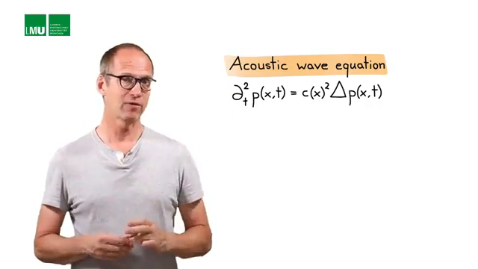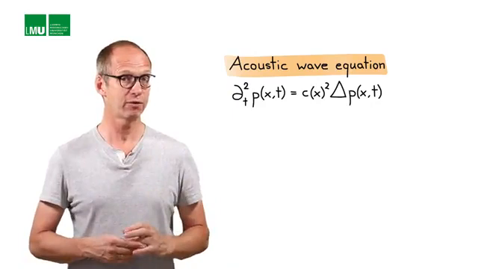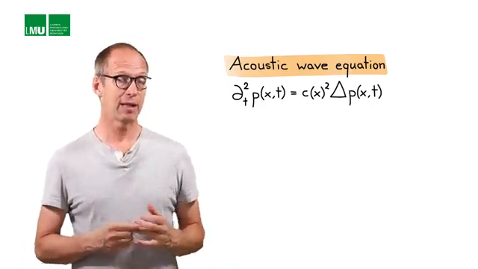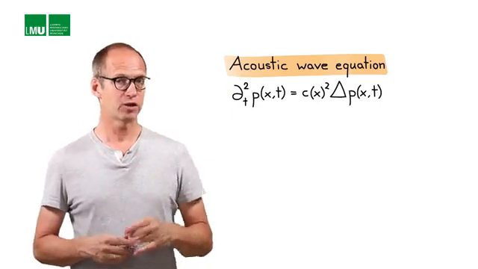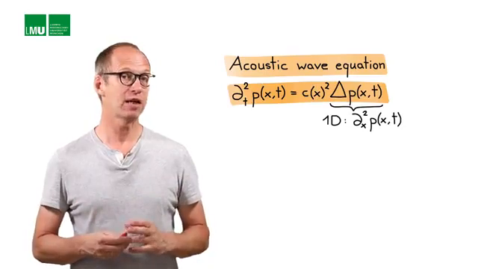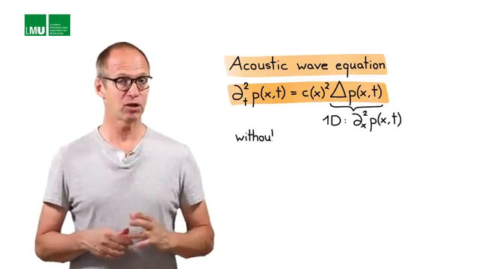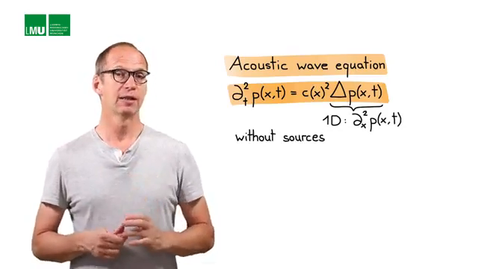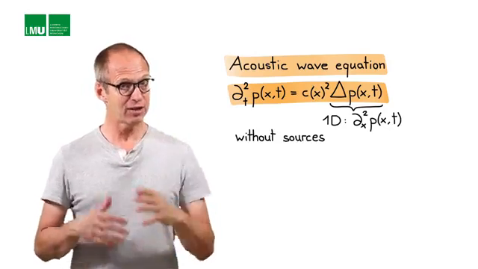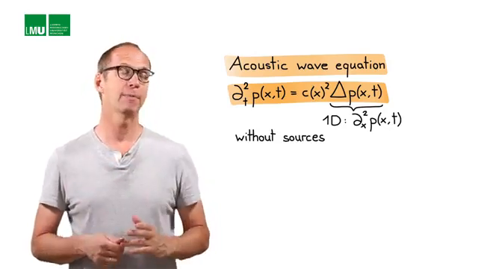And on the right-hand side, we have c squared. c is the propagation velocity here, so the acoustic velocity, multiplying in general the Laplacian of the pressure, in 1D in the Cartesian space, simply the second space derivative with respect to x. Now we omit any source terms here for the moment, and the velocity c is actually also a function of x, of space only, doesn't depend on time.